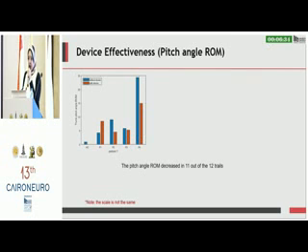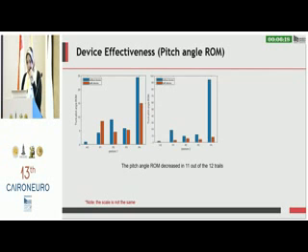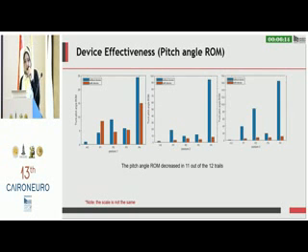The device effectiveness for patients with multiple sclerosis: pitch angle range of motion. Here, we observed that the pitch angle range of motion decreased through trials and in the 3 postures. The blue color shows before using the smart assistive device, and the red color shows while standing using the smart assistive device.